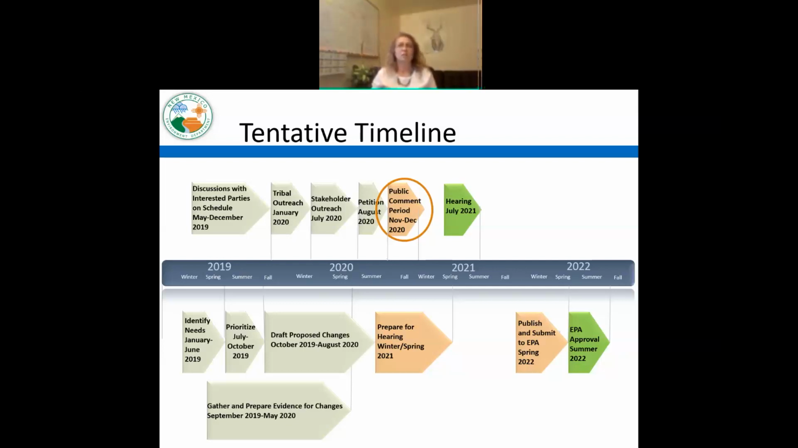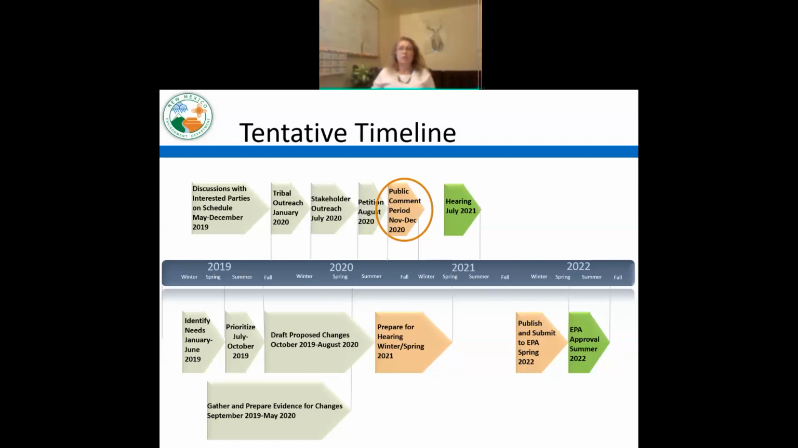And then once we had gotten some discussion points on the potential amendments, NMAC began stakeholder outreach this past July. In order to keep with the essence of the triennial review's 3-year cycle, the department drafted proposed changes and petitioned the WQCC for a hearing date in August of 2020. The commission heard the department's petition in October and granted the hearing for July 13th through 16th, 2021. So at this point, NMAC is working with members of the public and gathering comments on the proposed changes in order to begin preparation for the hearing.